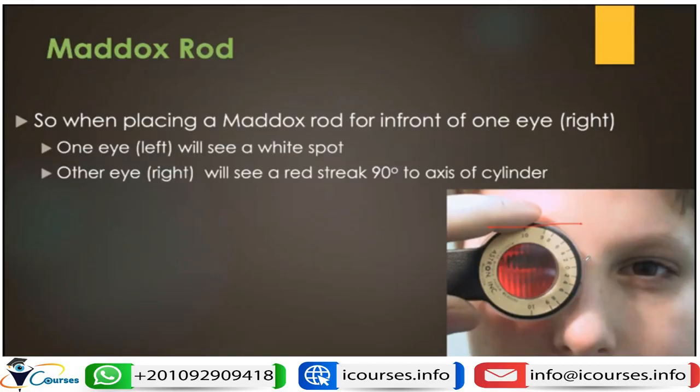So we dissociate the binocular movement, and by dissociation, we mean that we make the right eye see an image different from the left eye. So this is a dissociative eye test that makes the left eye see a white spot, and the right eye see a line. So why do we make the patient see this? This is in order to detect the heterophoria.